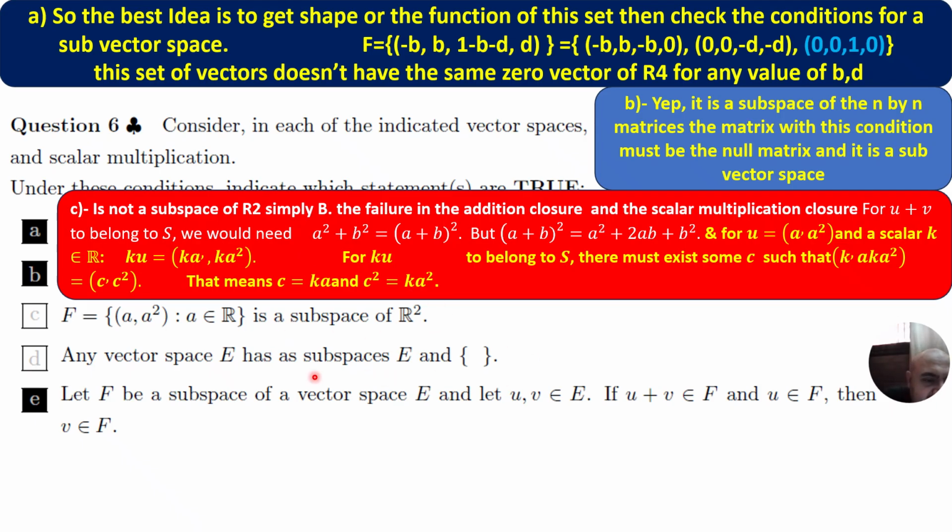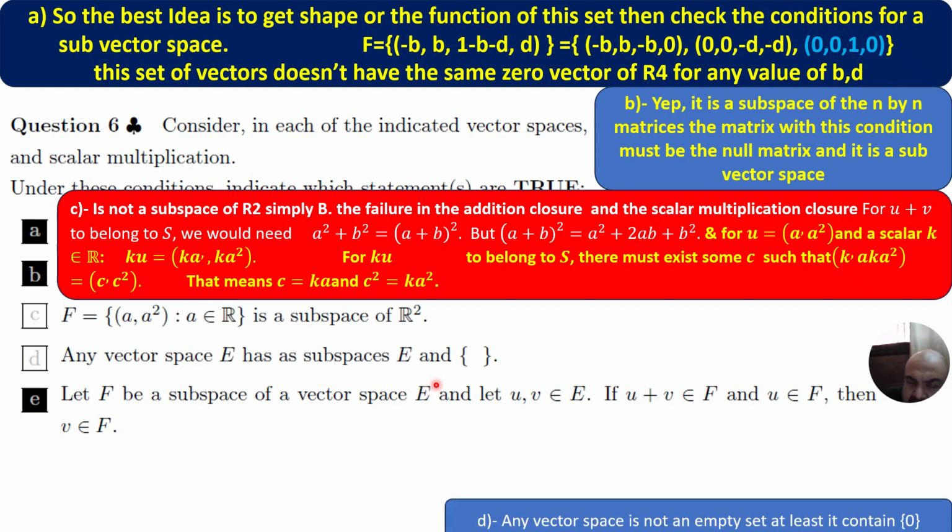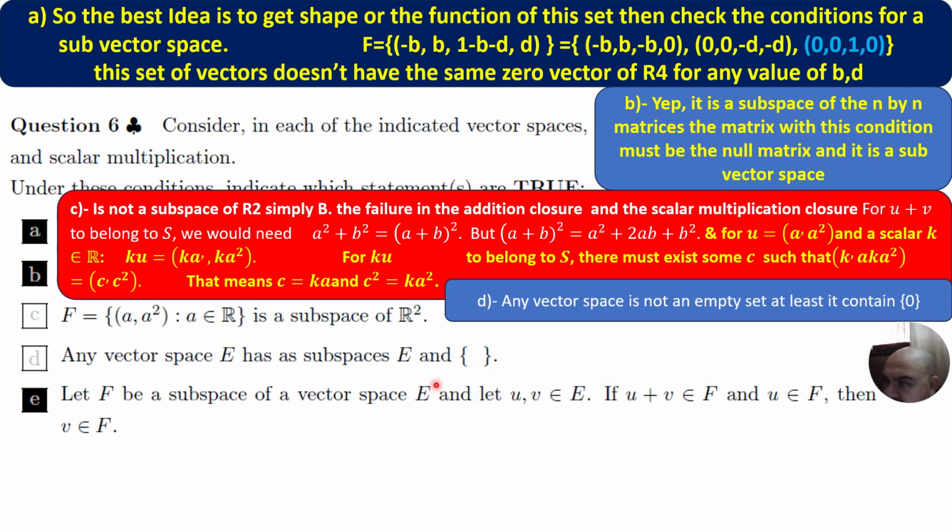Of course, from the definition of the vector space and subvector space, option D is not correct, because the vector space and the subvector space should not be an empty set. It contains at least the 0 or the null vector, so it's not correct.